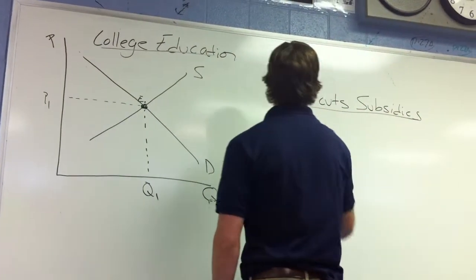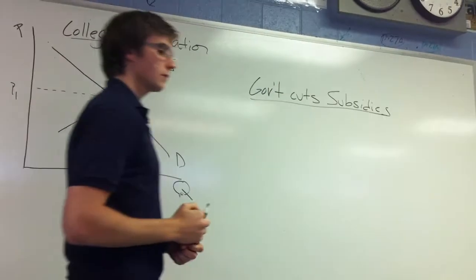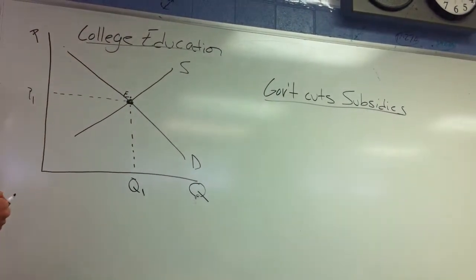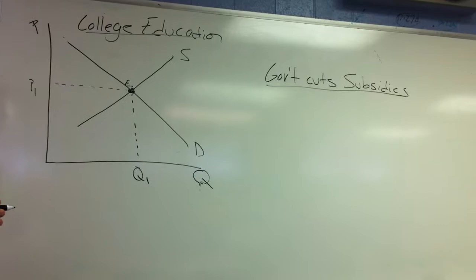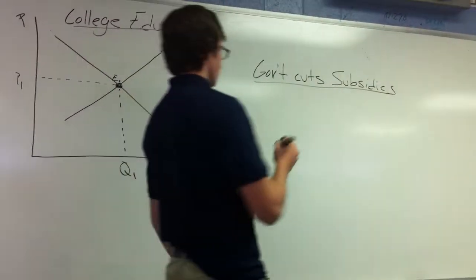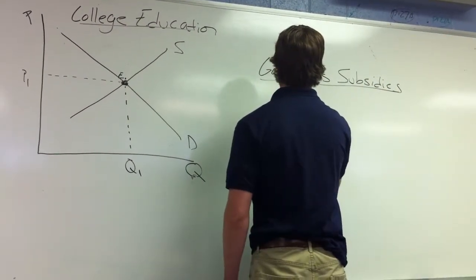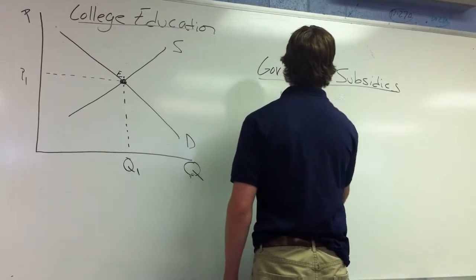All right, so what are subsidies? Well, that's a non-price determinant of supply, right? That's a non-price determinant of supply. So when the government cuts subsidies, we're going to write an arrow down, and we're going to write the word supply. So that means this will be a decrease in supply.